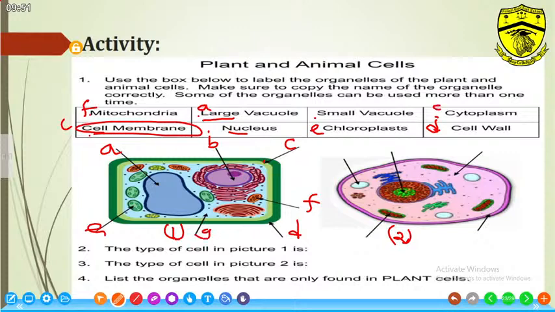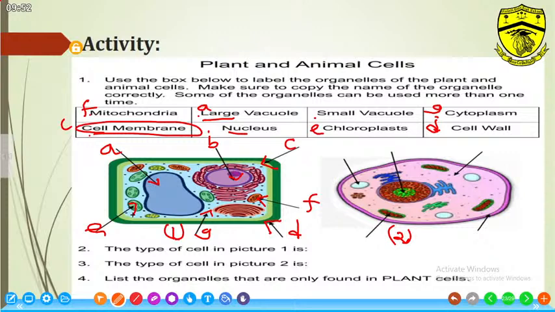This is the cytoplasm. So you say, what is that? This one is the large vacuole. This one is the nucleus. This one is the cell membrane or plasma membrane. This one is the cell wall. This is mitochondria. This is cytoplasm. This is chloroplast. So you know that these are the organelles present in plants.